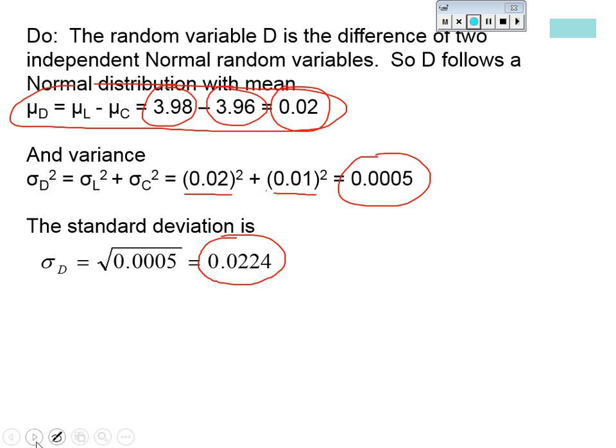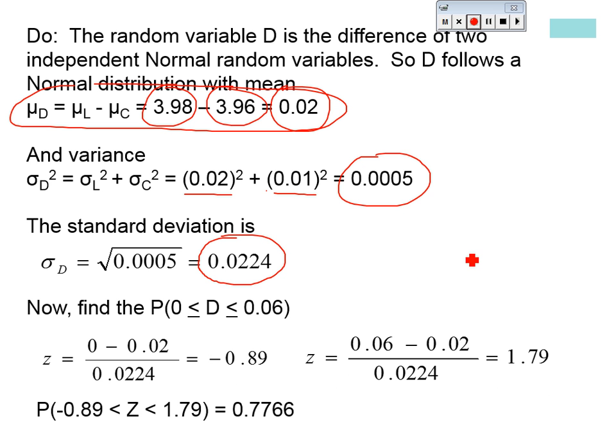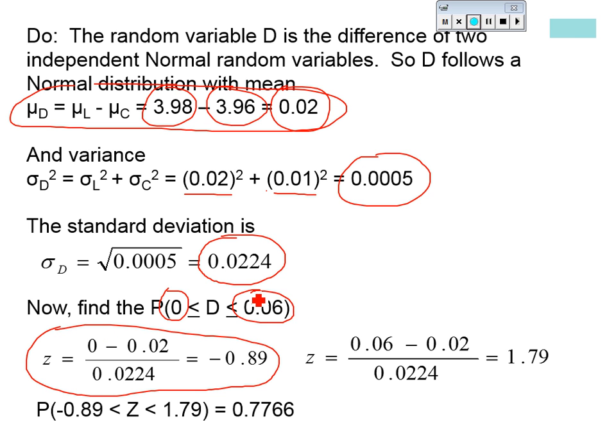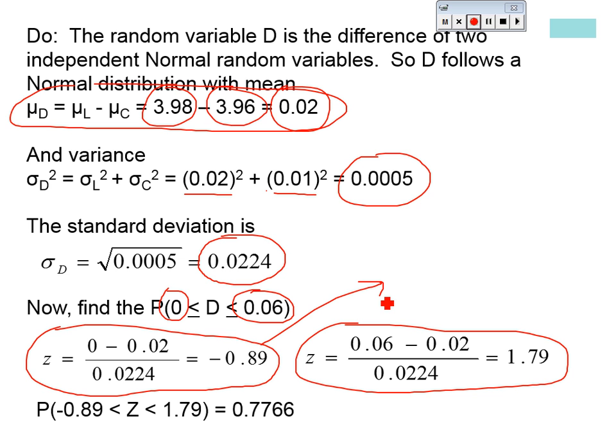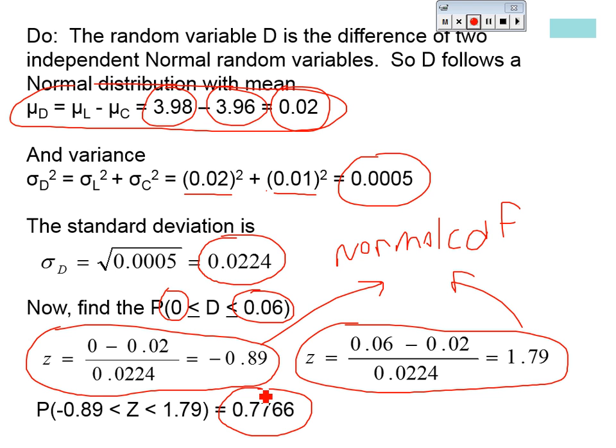So from here now, I can start to look at the normal CDF and Z-scores. So if I take first the Z-score for what 0 inches would be, and that's this right here, I get roughly negative 0.89. And then if I find the Z-score for 0.06, which is what this is here, I get a Z-score of roughly 1.79. And if I go to the normal CDF in your calculator and I do the normal CDF from negative 0.89 to 1.79, I would get a probability of roughly 0.7766.